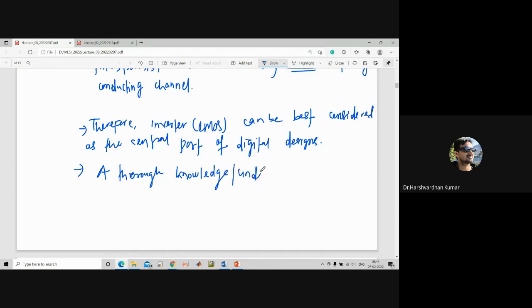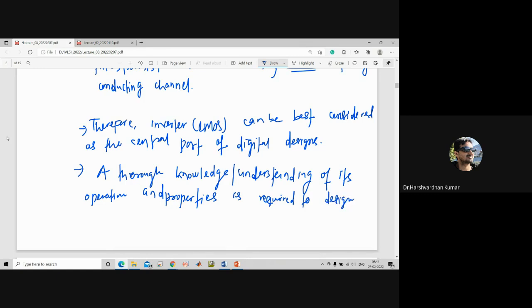So thorough knowledge, or you can say understanding of its operation, that is CMOS operations and properties, is required to design more complex structures such as NAND and NOR gates or adders and multipliers.